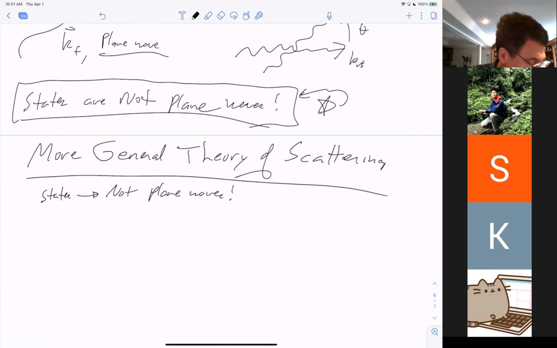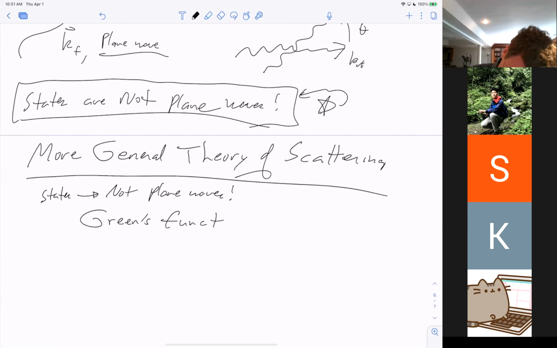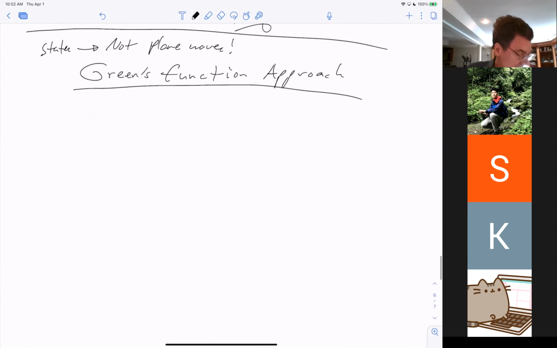And this new theory of scattering is the Green's function. We're going to use the Green's function approach. And the Green's function approach is kind of simple. I mean, it's a different way of looking at the scattering problem. It's actually more general, it's a better way. But better often means more mathematical, more sophisticated. So here's the Green's function approach.